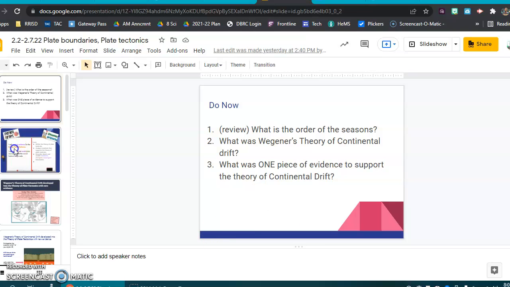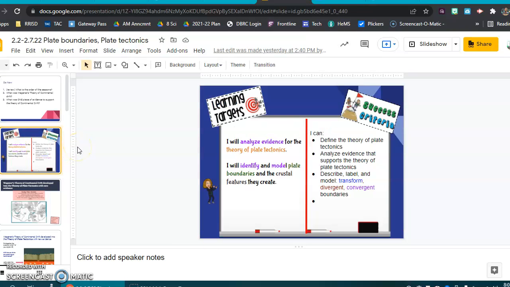All right, so let's look at our targets today. I will analyze evidence for the theory of plate tectonics. I will identify and model plate boundaries and the crustal features that they create. And then I can identify the theory of plate tectonics and analyze evidence that supports the theory and describe, model, and label the boundaries: transform, divergent, and convergent.